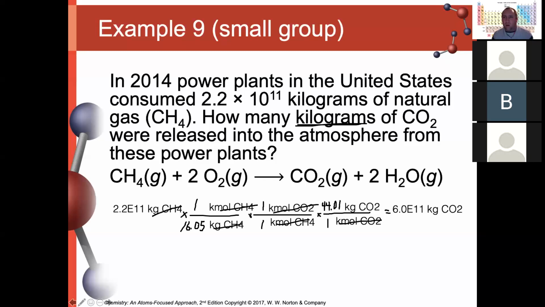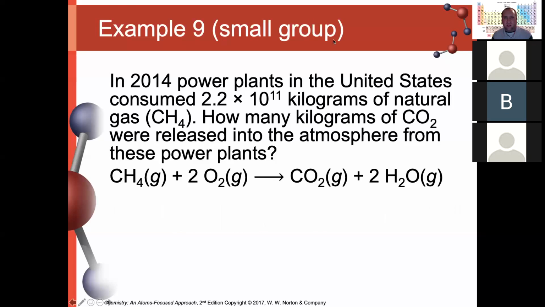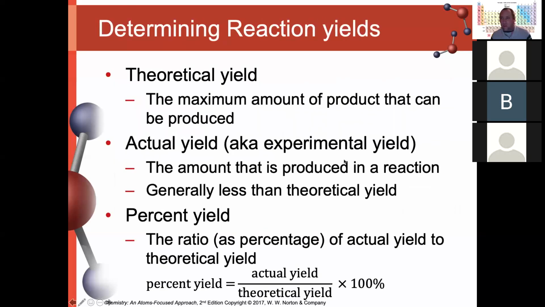All right. One last concept to discuss for today, and that is the concept of yield. Now that we can evaluate what should happen in a chemical reaction, we can compare that to what did happen when we do the experiment ourselves. And so the theoretical yield is the yield that is predicted by stoichiometry.